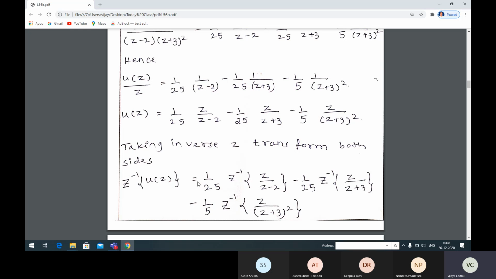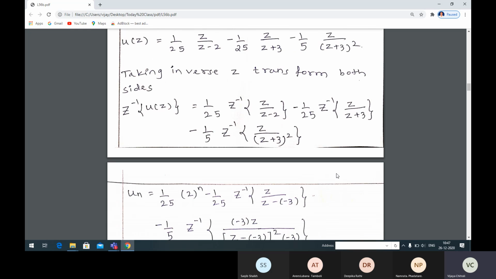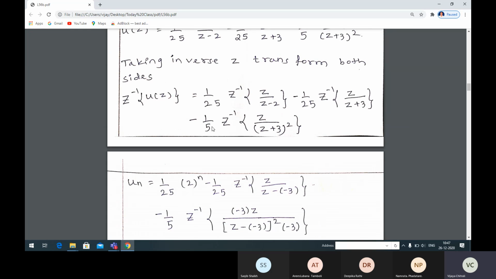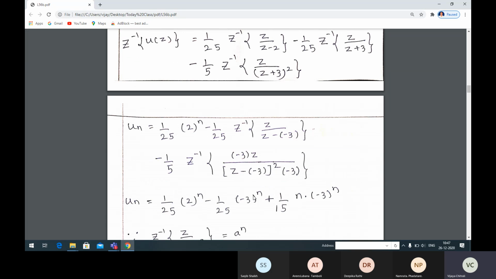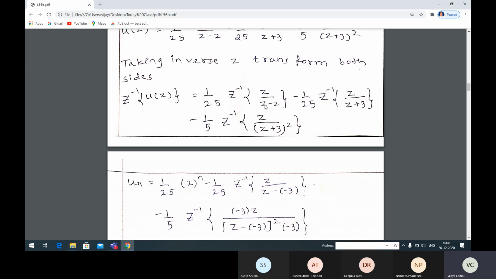So z inverse of u of z is equal to 1 upon 25 z inverse of z divided by z minus 2, minus 1 upon 25 z inverse of z divided by z plus 3, minus 1 by 5 z inverse of z divided by z plus 3 raised to 2, right? So we have a standard result. Inverse z transform of z divided by z minus a is a raised to n. No problem for this. And inverse z transform of z divided by z plus a is minus a raised to n. So this is also no problem. Only thing is we need to find z inverse of z divided by z plus 3 raised to 2, right?